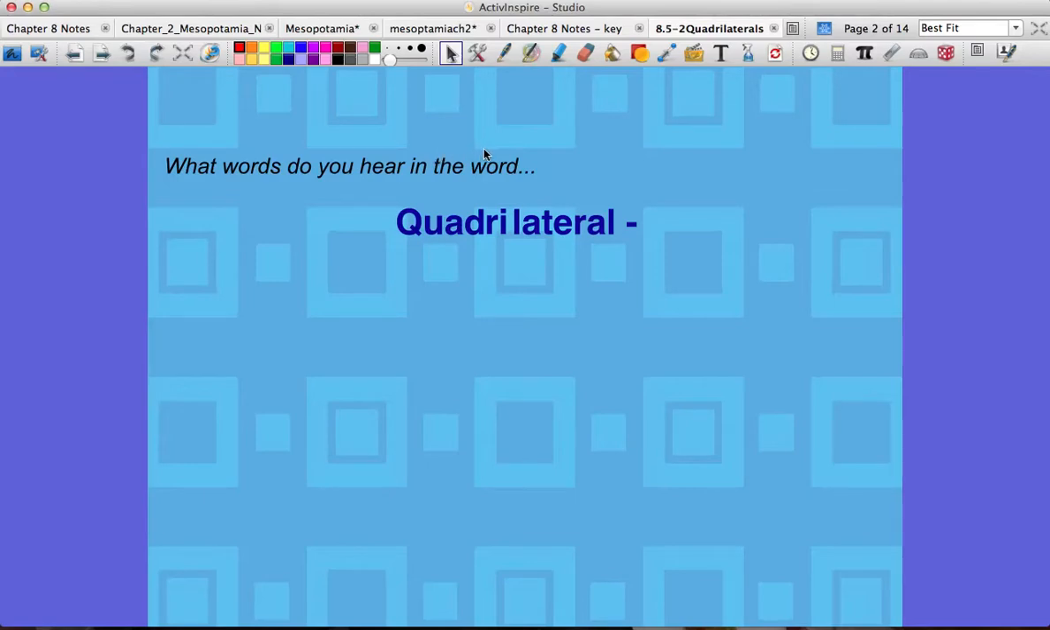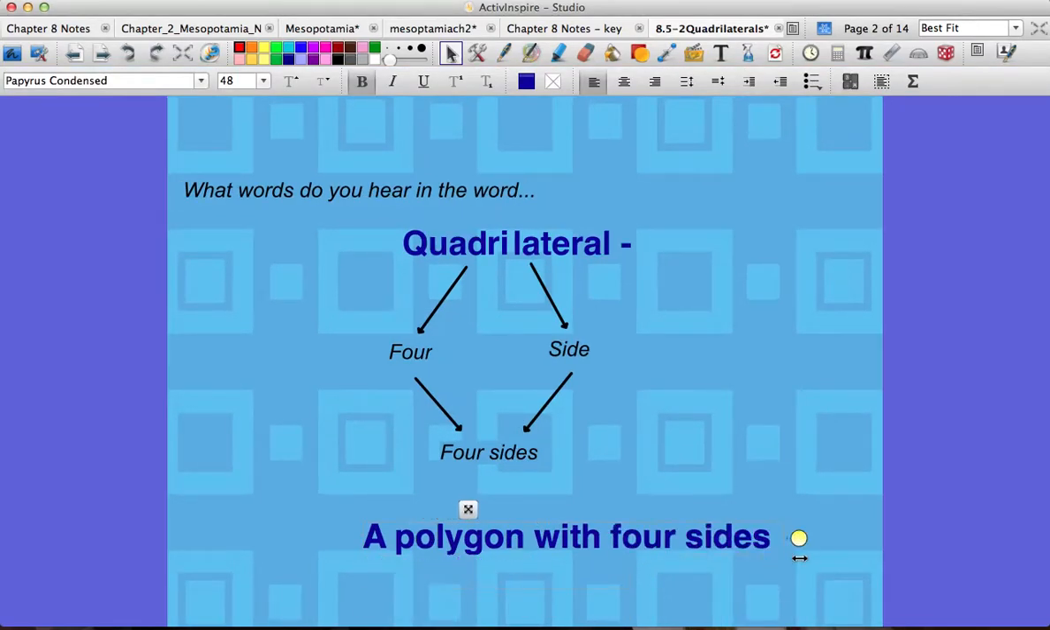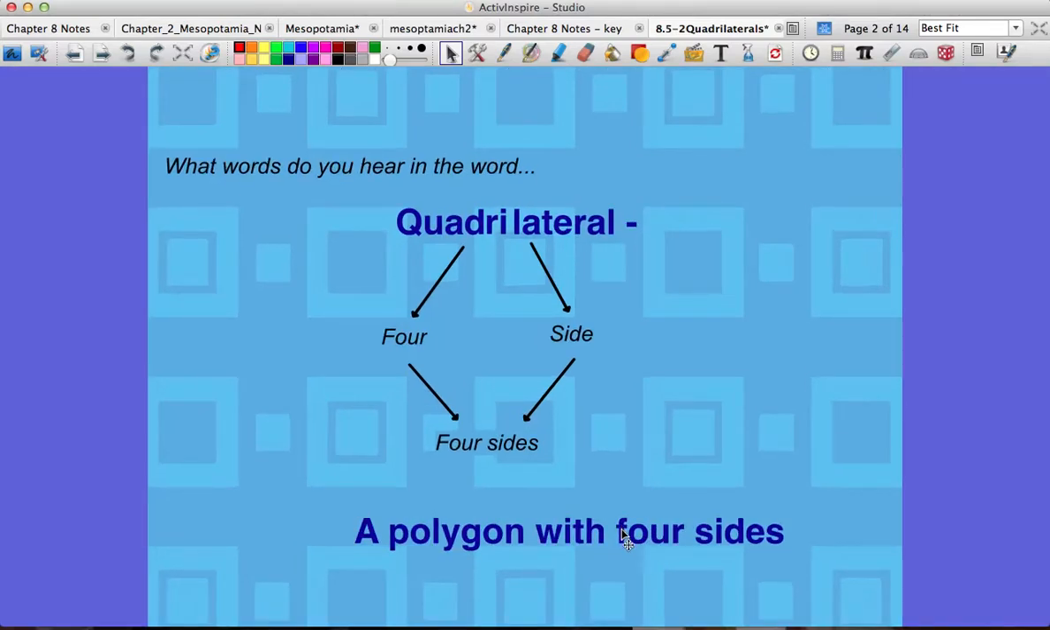First, we'll look at the word quadrilateral. The first word that we see here is quad. Quad means four. Another way that you can break up the word is into lateral, and lateral means side. So this helps us remember that a quadrilateral is a four-sided figure. So a quadrilateral is a polygon with four sides.